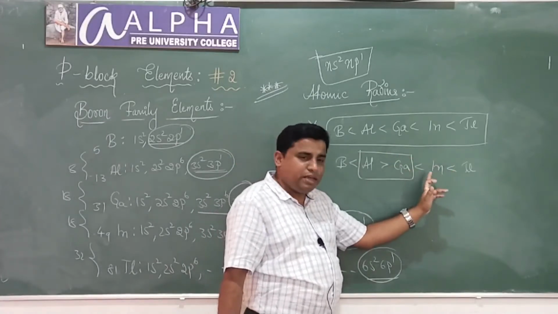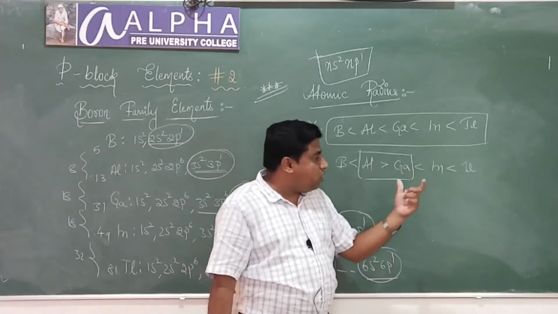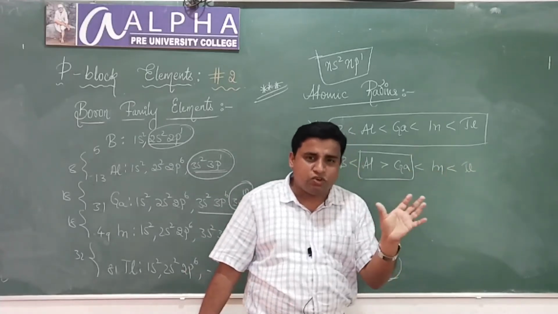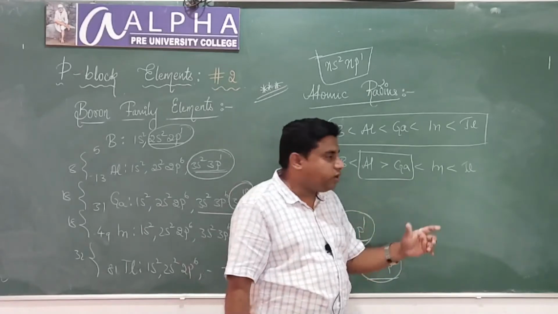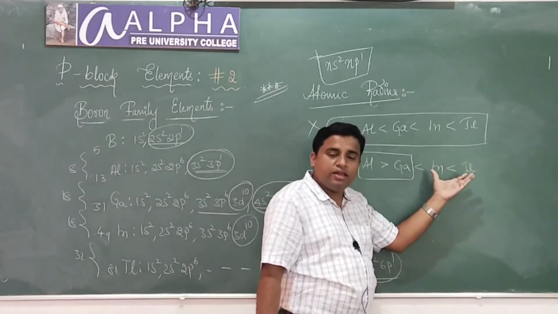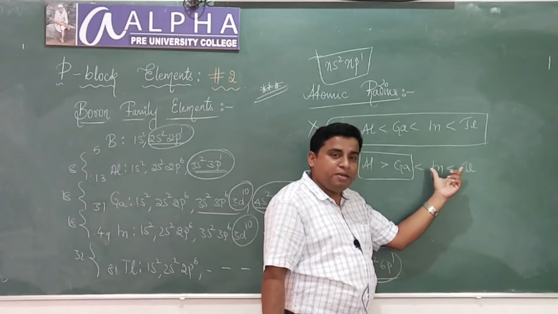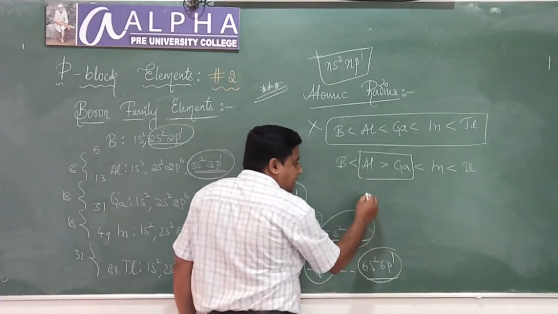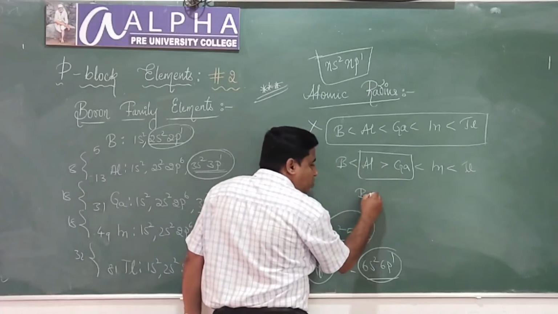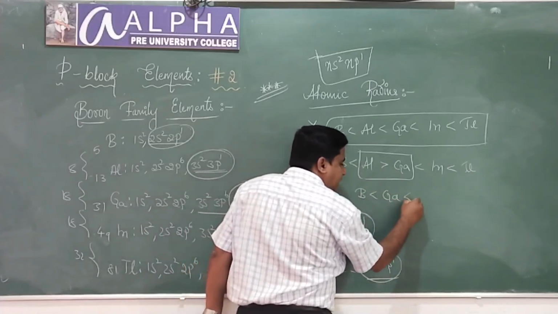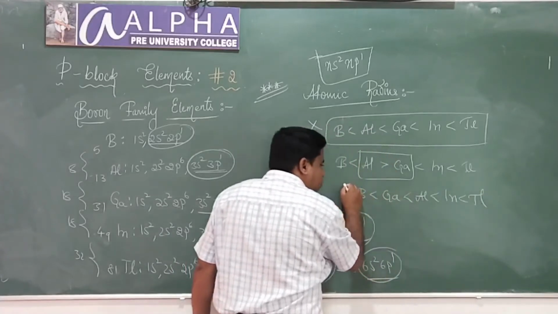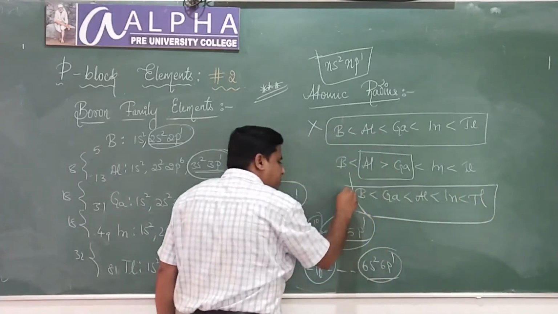Gallium to indium, indium to thallium. But the atomic radii of thallium and indium are almost the same. There is just a 4 to 5 angstrom change in the atomic radius from indium to thallium. Simple. So can I write this as boron, more than gallium, and then aluminium, and then indium, and then thallium. So please do remember this order of atomic radius.